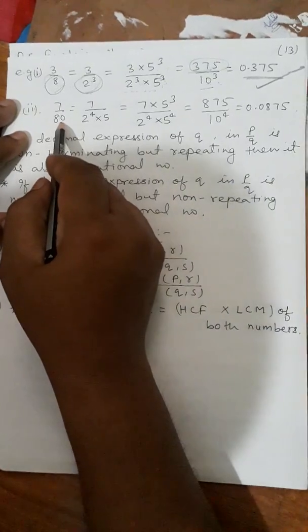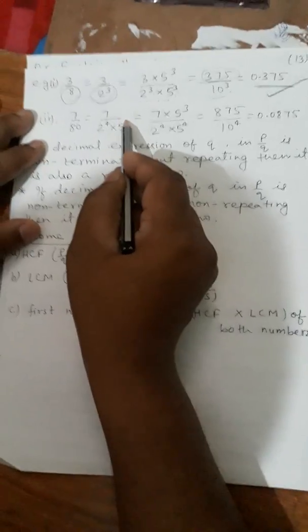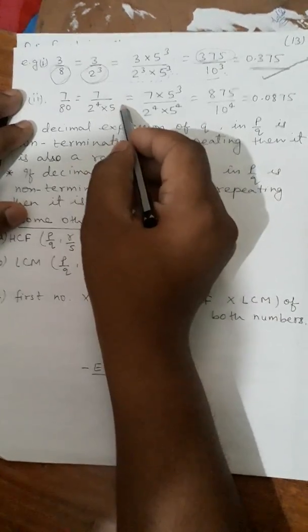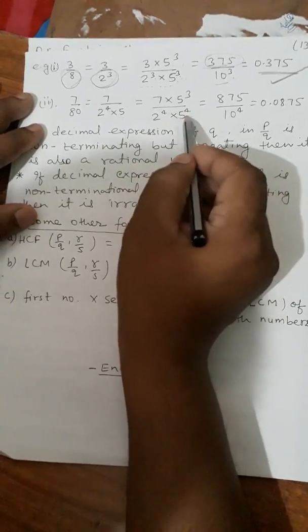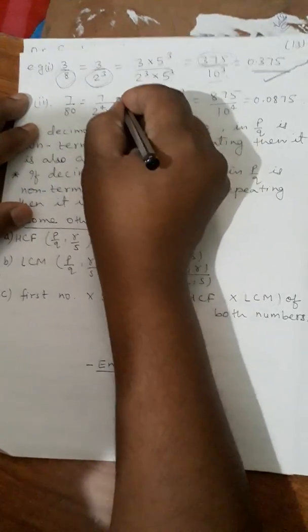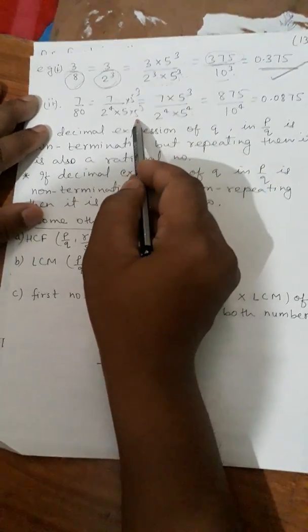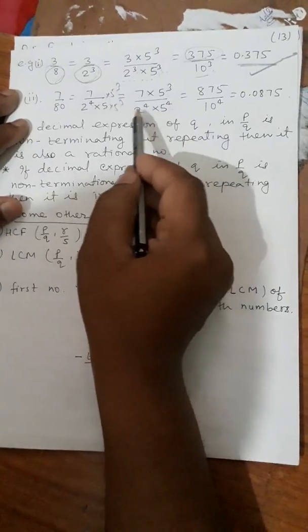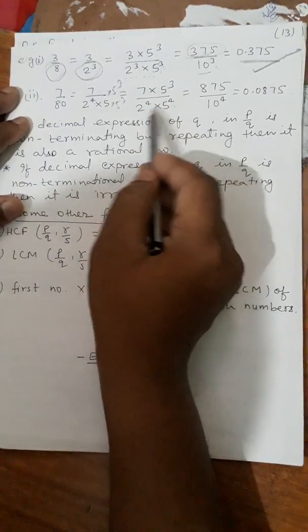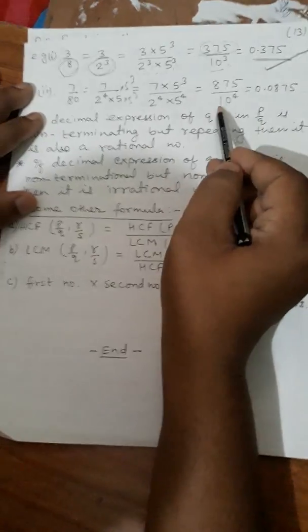Now take 7 by 80. 80 means 16 into 5, so 2 appears 4 times and 5 appears 1 time. Three more 5s are needed, so we multiply 5 cubed up and down. So 7 into 5 cubed, over 2 to the power 4 and 5 to the power 4, that is 2 into 5, 10 to the power 4. Here 5 cubed is 125, into 7 is 875, by 10 to the power 4, that is 10,000. 875 divided by 10,000 is 0.0875, and it will end in decimal.